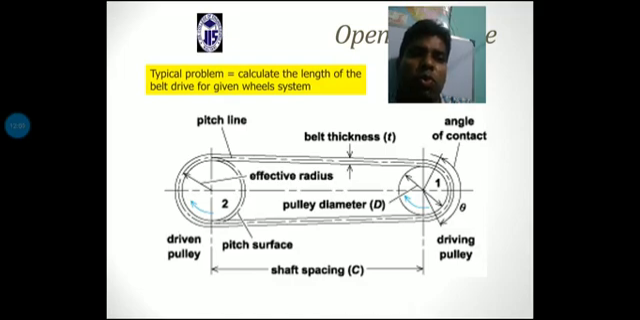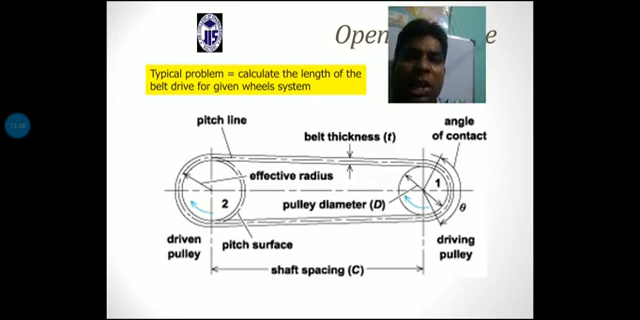There are two systems. One system is pulley, another system is belt. So two pulleys, suppose one is the driving pulley, another is the driven pulley. If pulley one is rotated in clockwise direction, obviously pulley two, the driven pulley, also rotates in the same direction, because it is actually an open belt drive.